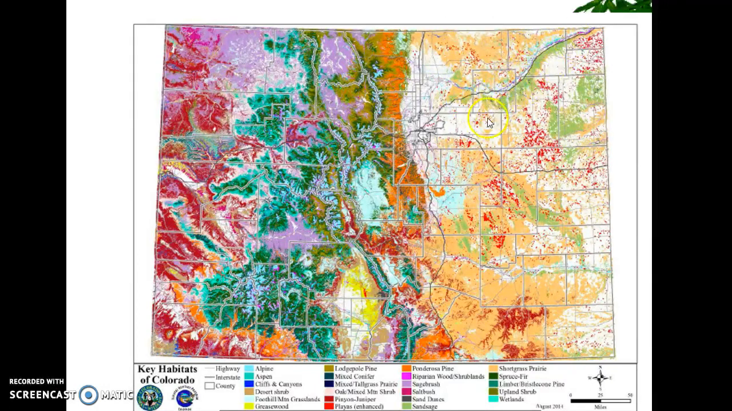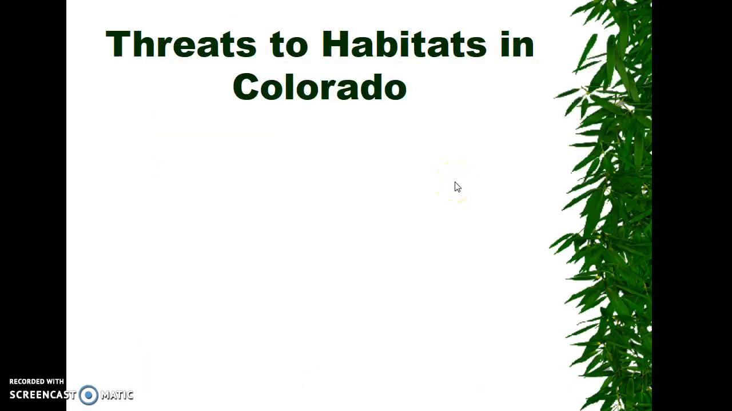The green here is going to be your riparian corridors, I imagine. Probably, I'm not seeing that green, but that's right along the South Platte River, so I'm pretty sure that's what that would be. Okay, so here's our threats.